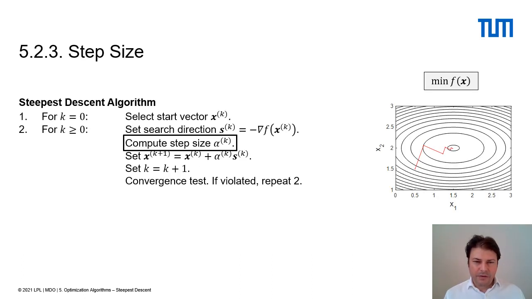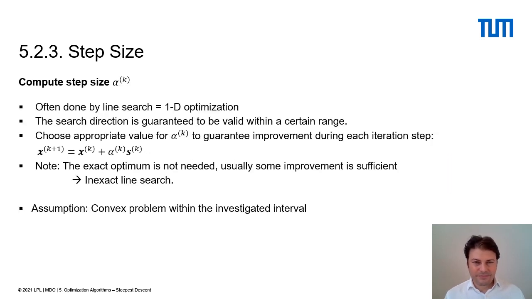The next step is about computing the step size alpha k, because remember we have determined our search direction, but we have not determined yet how far we should go along the search direction. The step size alpha k will be computed by a one-dimensional optimization along the search direction, and it's based on the assumption that the search direction will be valid for a certain range.